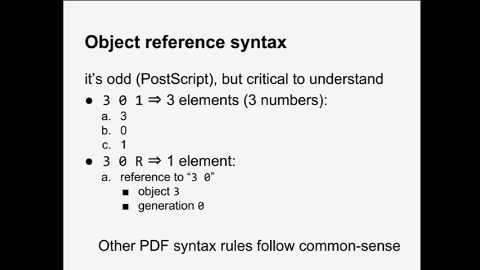So, for example, if you would have 3 0 1, that's a sequence of 3 elements, 3, 0, and 1. And if you have suddenly 3 0 R, this is just one element, which is a PostScript-like reference to object 3, generation 0. And of course, if this was lowercase, then that wouldn't be a reference anymore because it's case sensitive. So that would probably be wrong. But anyway, suddenly this is really specific. When you see this R, it's like, oh, take the 2 ones before.